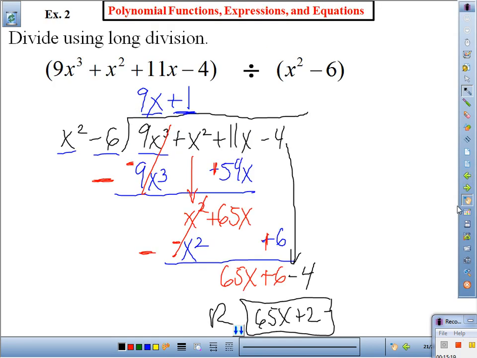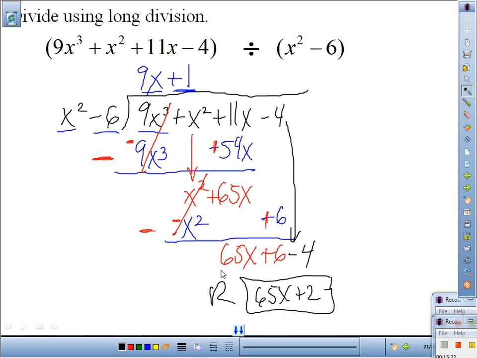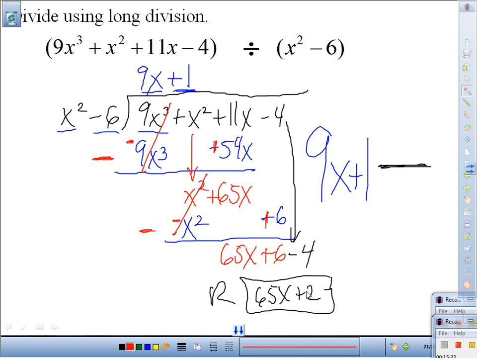Let's try it with this. What's my whole number? 9x plus what? What's my fraction? Remainder is what? 65x plus 2 over what? x squared minus 6. However, for these polynomials, I do want you to put a little plus sign right here. Look up. Right there. Copy that.